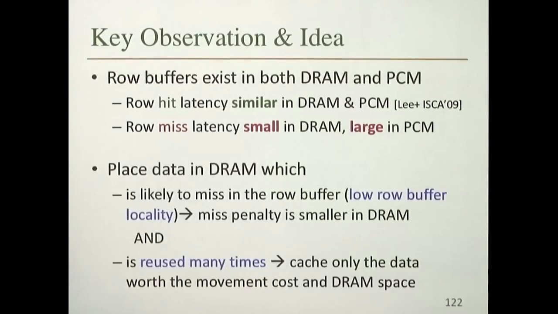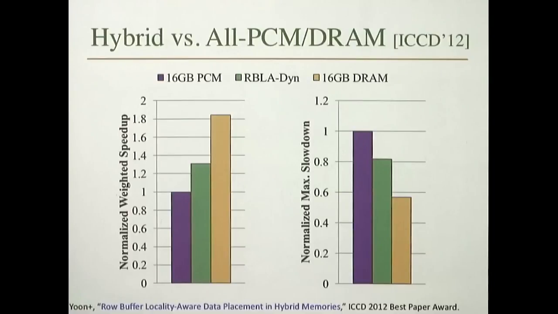So I think I've already given you this idea. This is basically just another iteration of the idea. Because row hit latency is similar in DRAM and PCM, and row miss latency is small in DRAM but large in PCM, we're going to take advantage of it. Basically, place data in DRAM that is likely to miss in the row buffer, because the miss penalty is smaller in DRAM, and that is reused many times. That's the idea in this particular work.